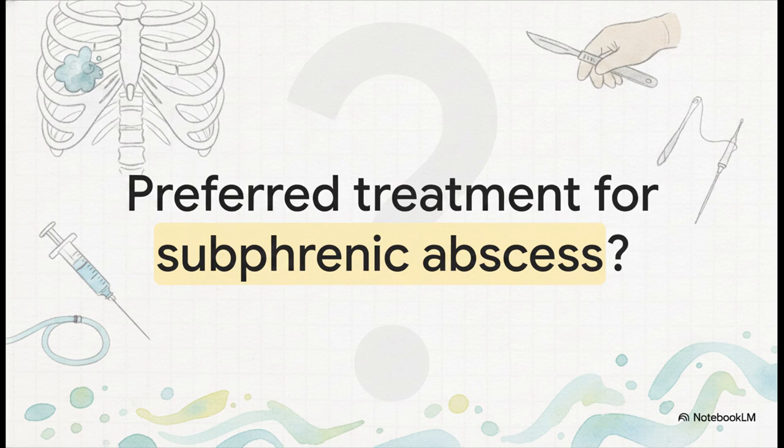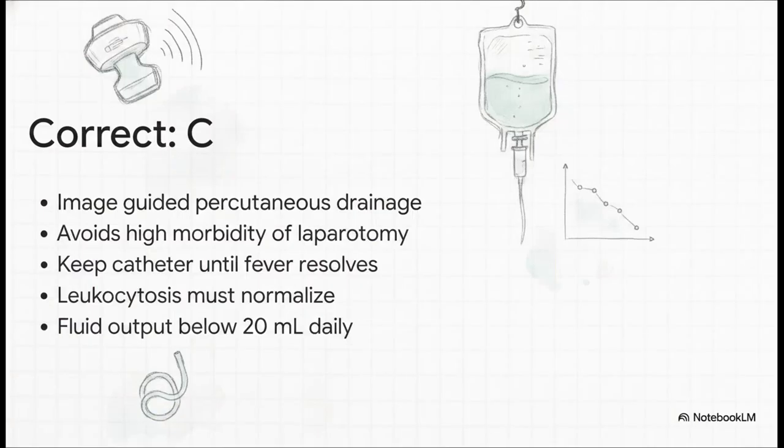Question 164. 5 days post-laparotomy for a perforated duodenal ulcer, your patient has a subphrenic abscess. Do you manage this with A, intravenous fluids, B, antibiotics, C, image-guided percutaneous drainage, or D, open exploration with a drain? Correct answer is C, image-guided percutaneous drainage.